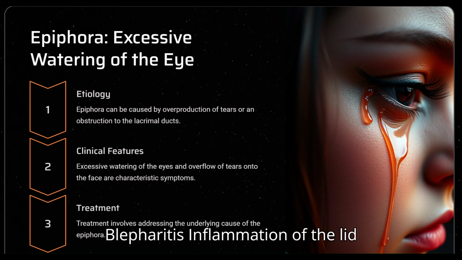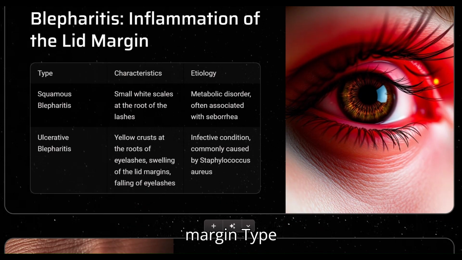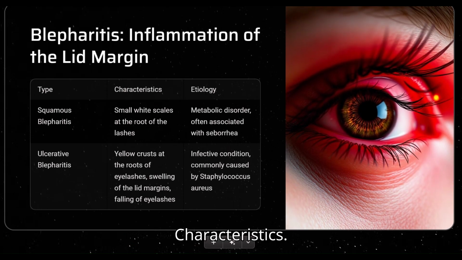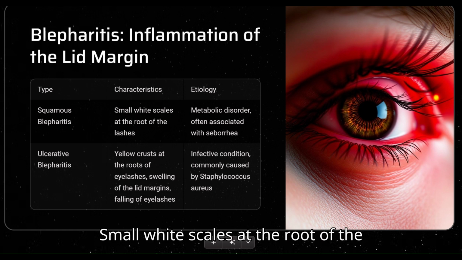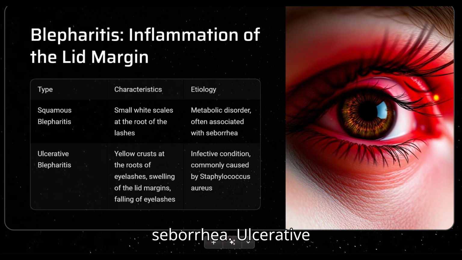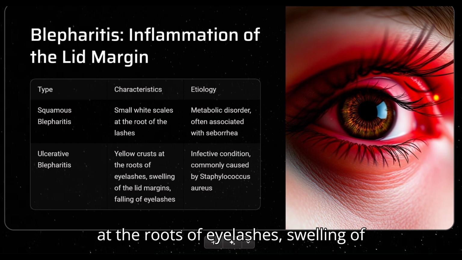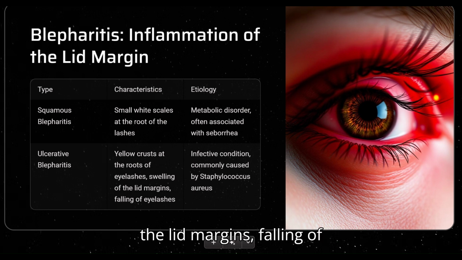Blepharitis, inflammation of the lid margin. Type. Characteristics. Etiology. Squamous blepharitis. Small white scales at the root of the lashes. Metabolic disorder, often associated with seborrhea. Ulcerative blepharitis. Yellow crusts at the roots of eyelashes, swelling of the lid margins, falling of eyelashes. Infective condition, commonly caused by Staphylococcus aureus.